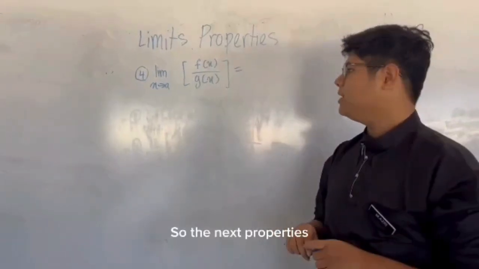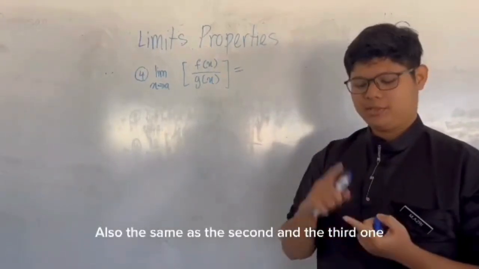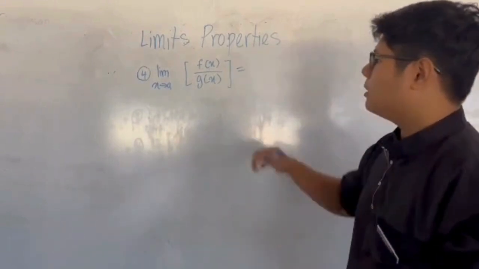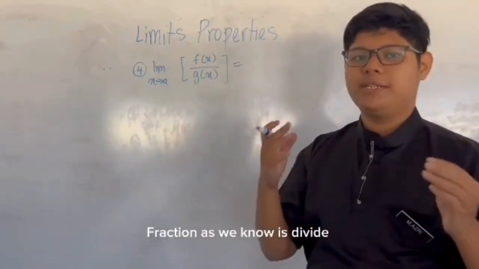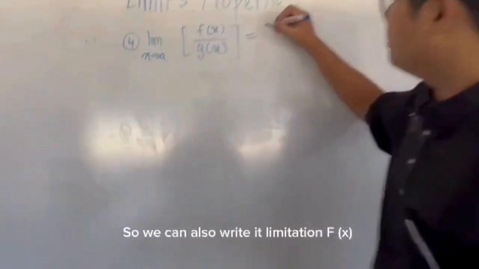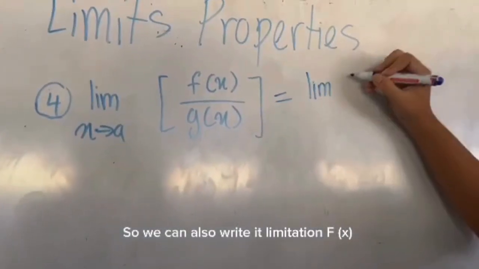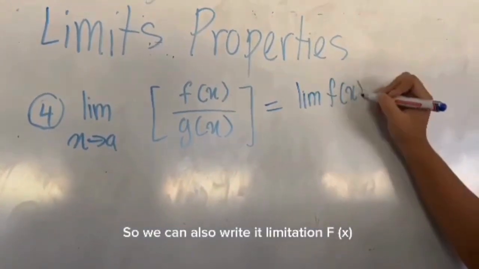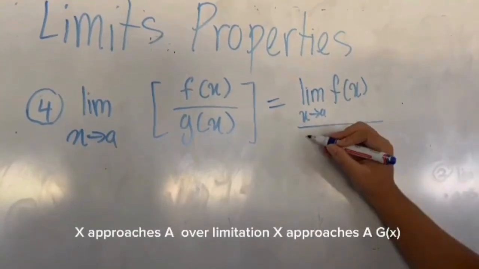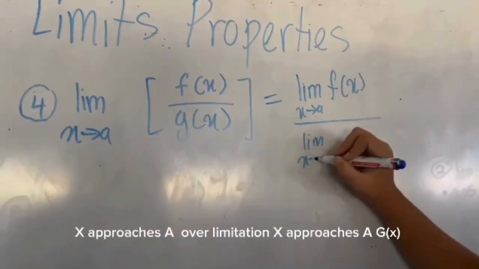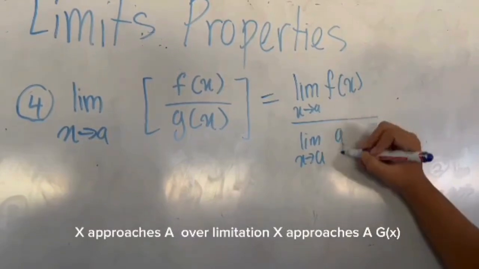So the next property is also the same as the second and the third one, but in this form we have a fraction. Fraction, as we know, is divide, right? So we can also write it as the limit as x approaches a of f(x) over the limit as x approaches a of g(x).